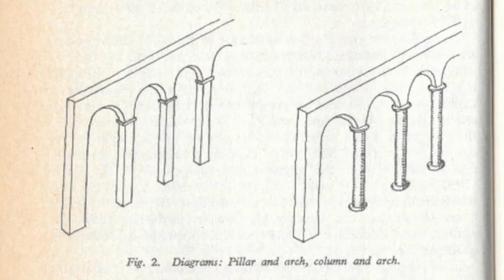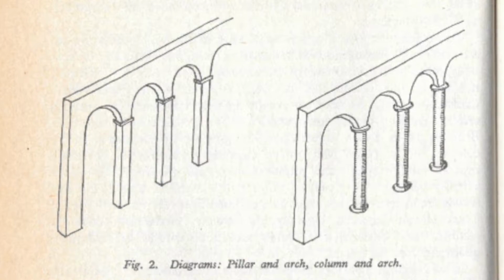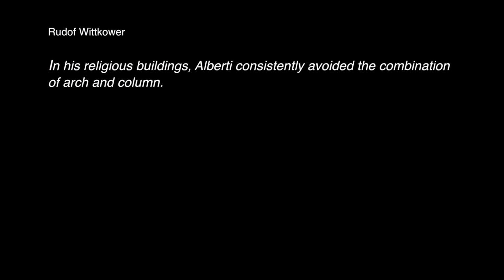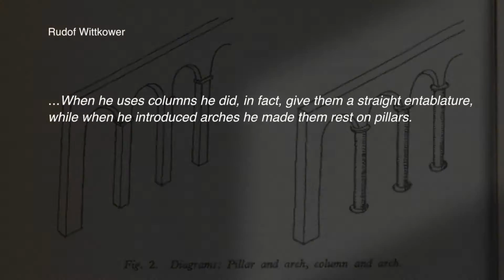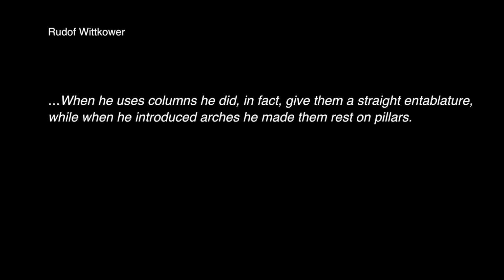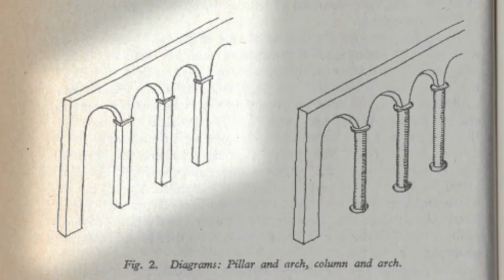So to explain this, Wittkower offers the diagram that you see here with the following explanation. These are his words. In his religious buildings, Alberti consistently avoided the combination of arch and column. That's what you see on the right-hand side of the diagram. When Alberti uses columns, he did in fact give them a straight entablature, while when he introduced arches, he made them rest on pillars, and that's what you see on the left-hand side of the diagram. Sometimes these pillars had half columns addossed to them, emphasizing their decorative role.